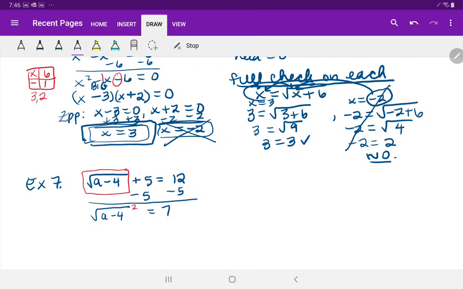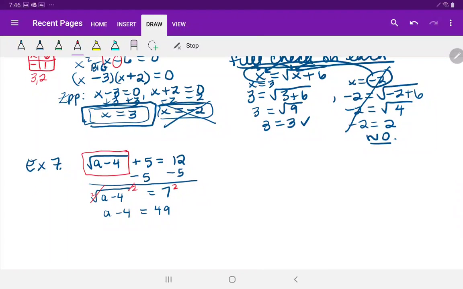And then I'm going to square both sides because there's a 2 in the corner. A minus 4 equals 49. And then I'm going to solve for a. So how do you get a by itself? Add 4, add 4. A equals 53.